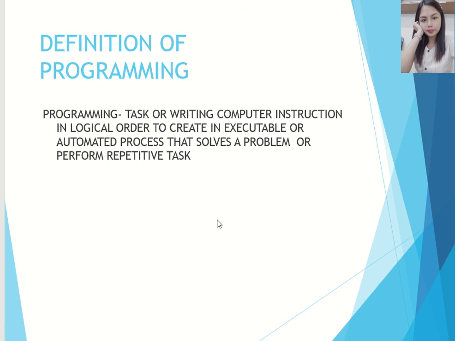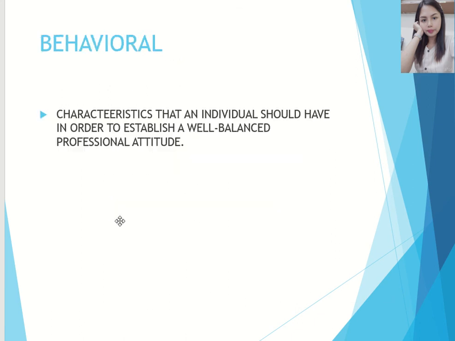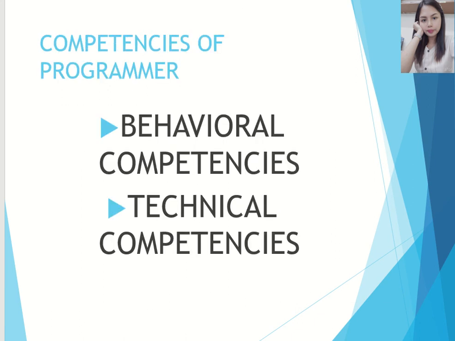Definition of programming. So what is programming, class? You will know this in your next lesson. It is the task of writing computer instructions in logical order to create an executable process that solves a problem or performs a repetitive task. We also have the competencies of a programmer. Again, the competencies of a programmer are divided into two: behavioral competencies and technical competencies.